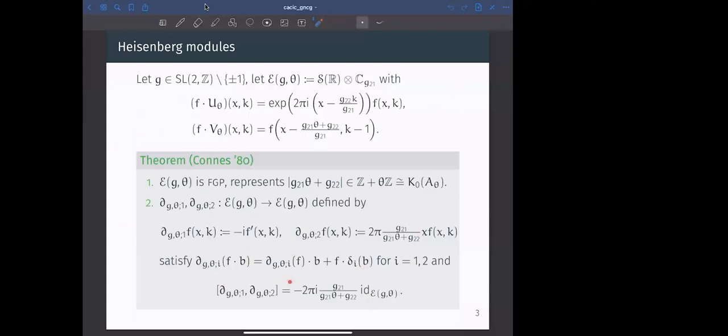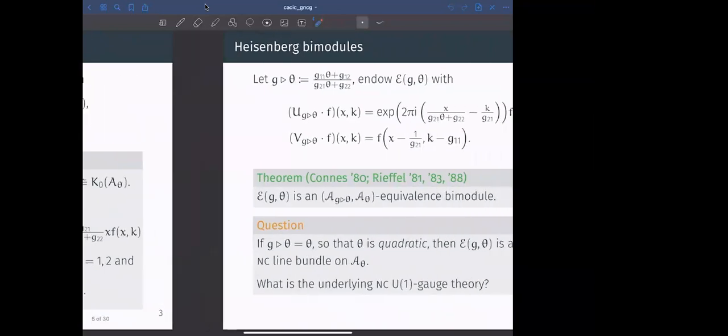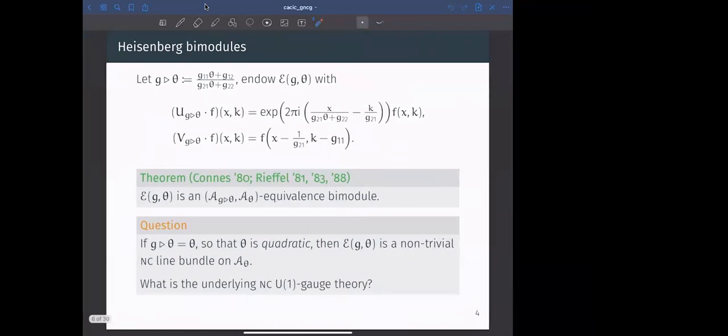So there's more to this story. You can make these bimodules for the appropriate irrational non-commutative torus on the left. Remember that SL2Z acts on irrationals by fractional linear transformations. And you can see that the transformed irrational non-commutative two-torus, parameterized by g acting on theta, acts on the left via the appropriately constructed clock and shift.